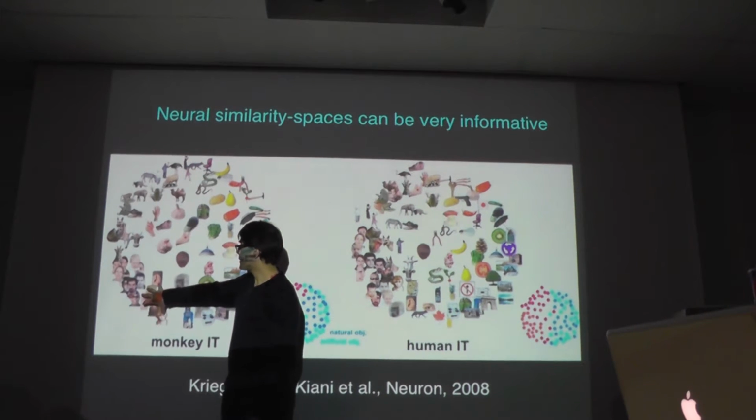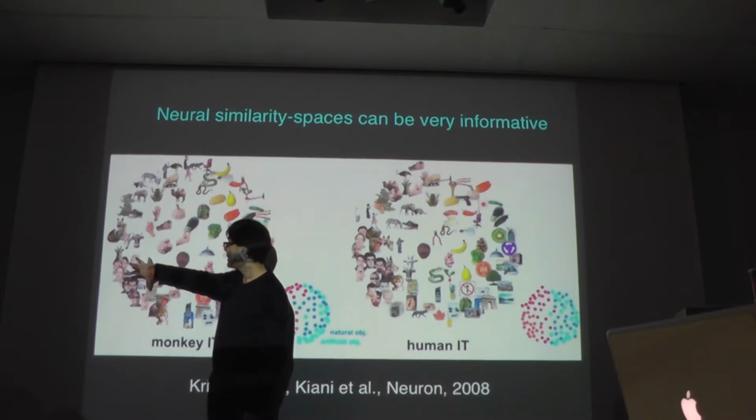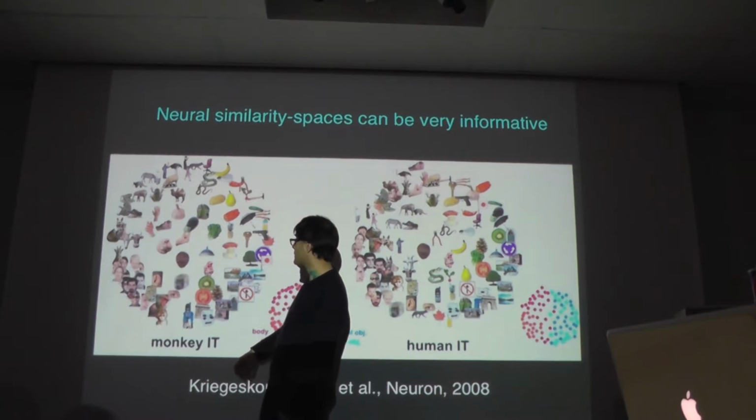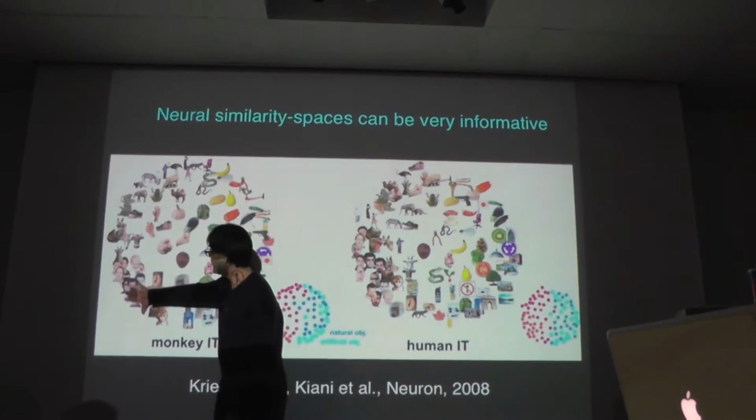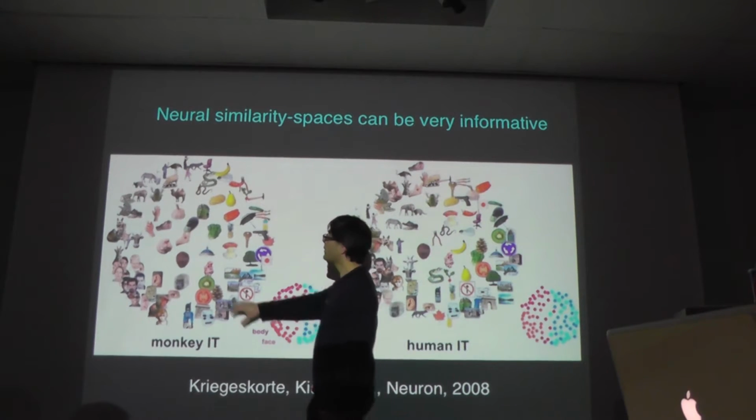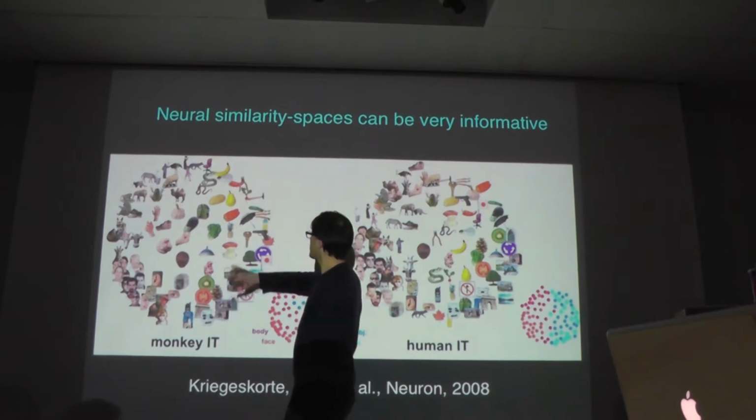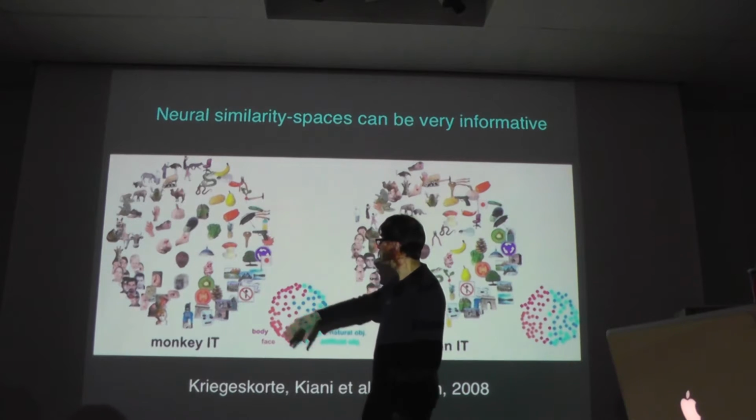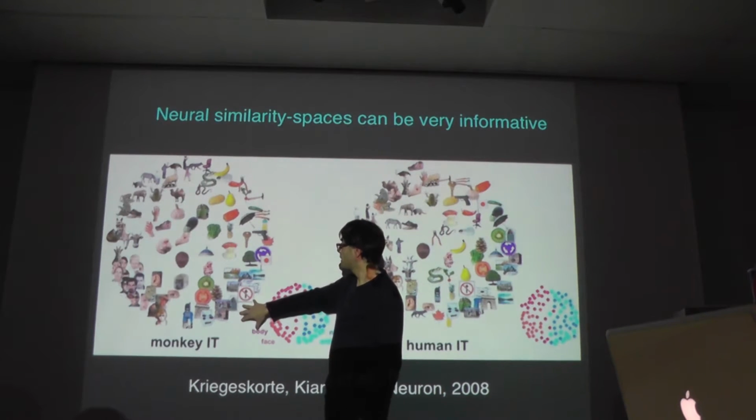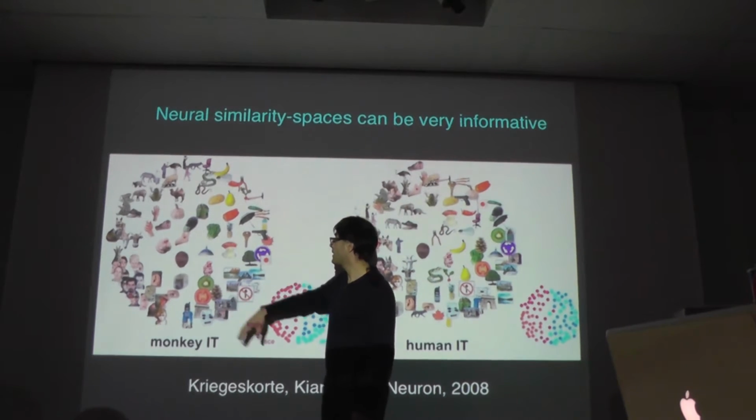There is a lot of structure. Whatever this dimension reduction has done, it does seem to have preserved quite a lot of structure. Because look, all the faces are bunching together here. A lot of the body parts are bunching together here. A lot of the natural objects are bunching together here. A lot of the artificial objects seem to be bunching together here.